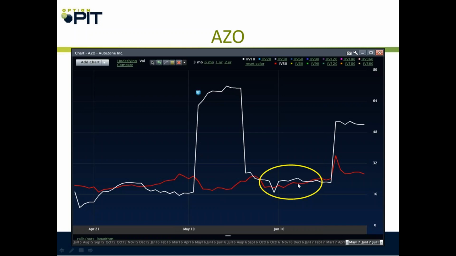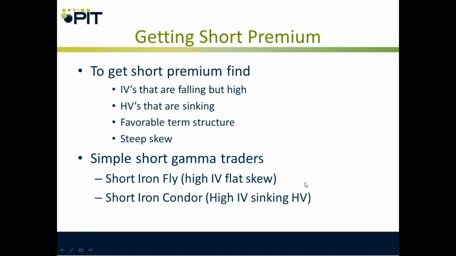My only issue was I traded some of these via long call, which is also fine, but that was more of a directional buy. So let's talk about getting short premium. To get short premium, I want to find IVs that are falling but high, HVs that are sinking, favorable term structure, and a steep skew. Simple short gamma trades are short iron flies or a short iron condor.